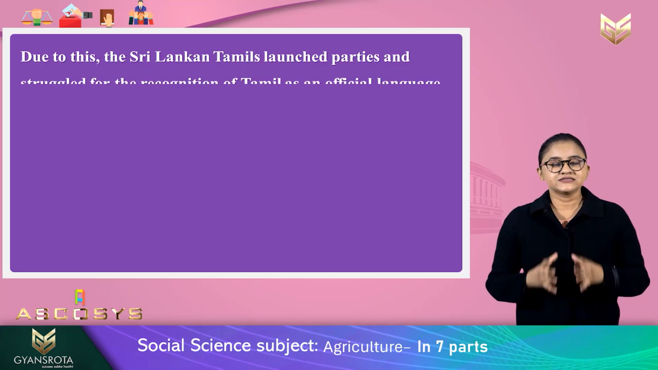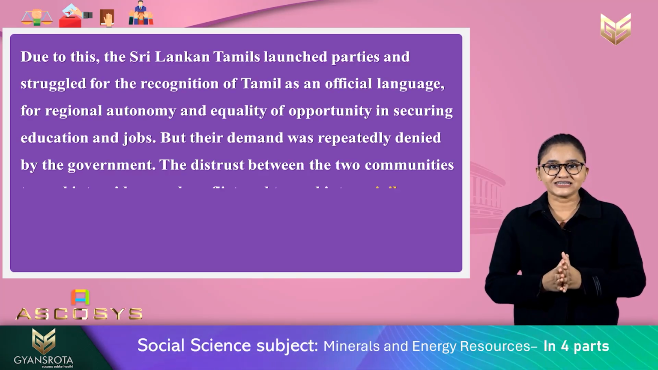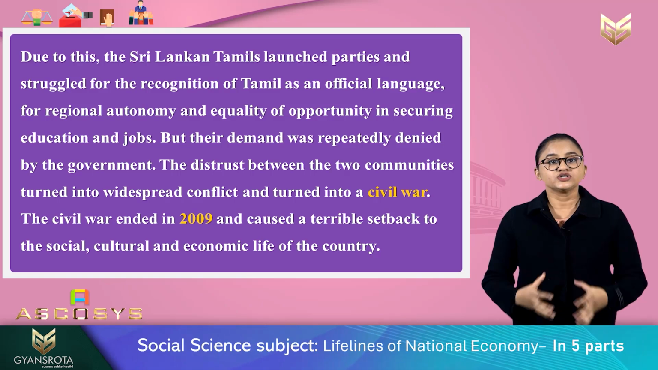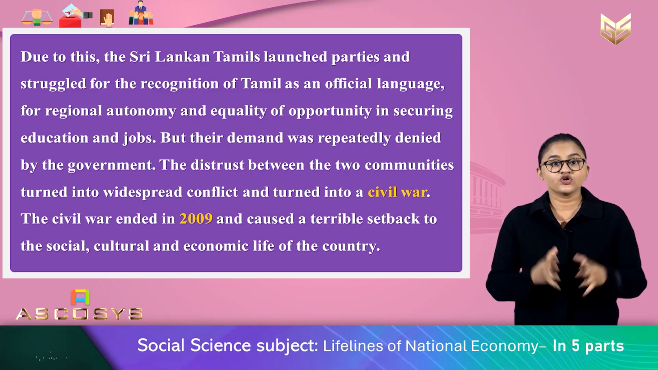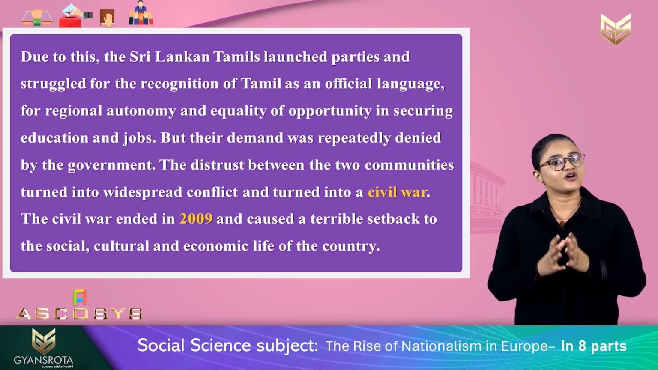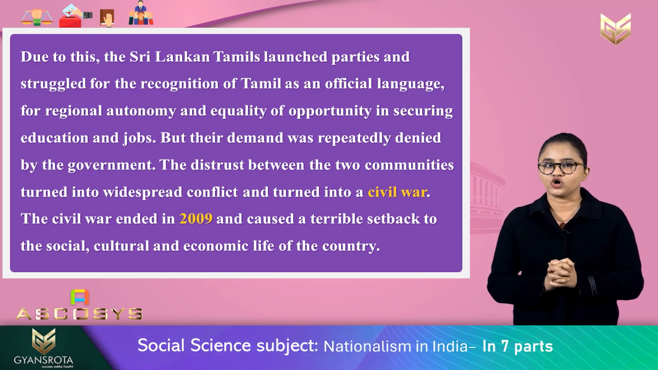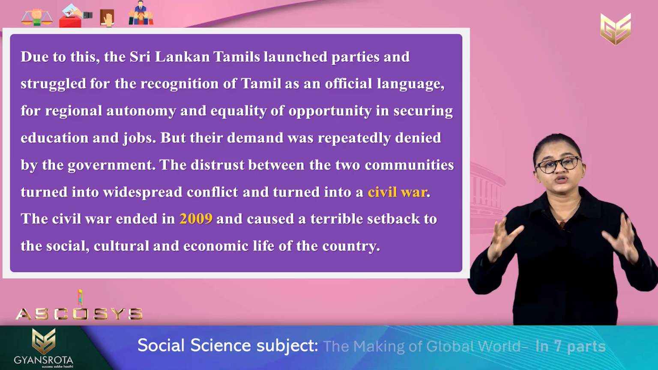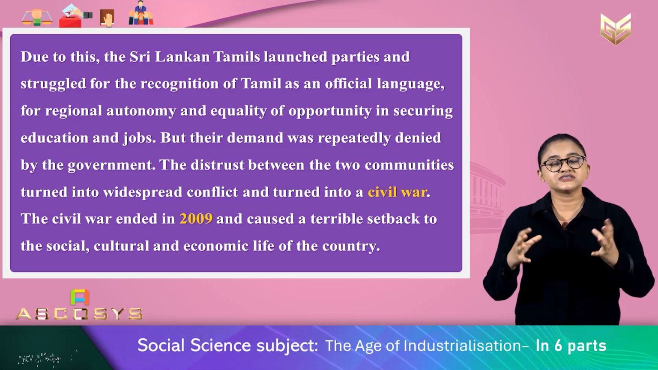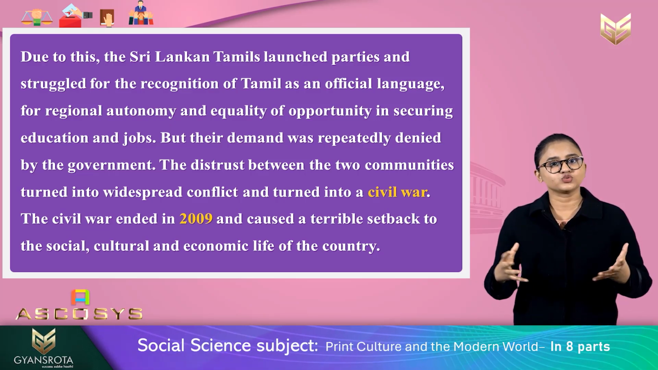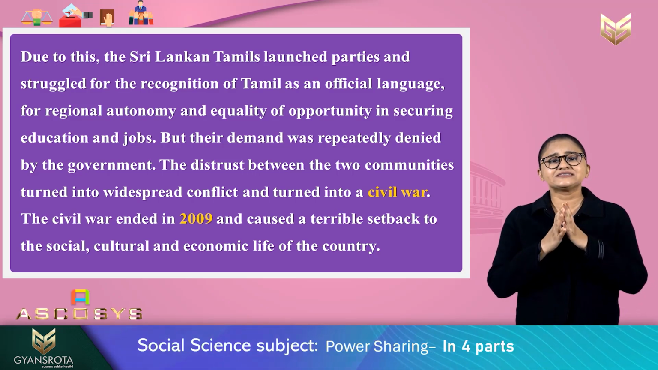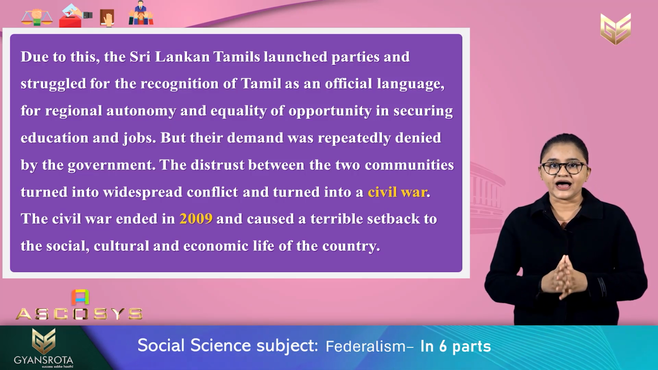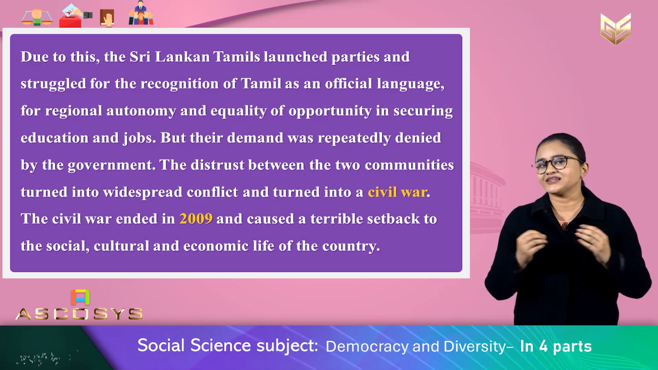Due to all these reasons, the Sri Lankan Tamils launched their own parties and started struggling for their recognition in Sri Lanka. They also demanded recognition of Tamil as an official language, regional autonomy and equality of opportunity in securing education and jobs. But their demand was repeatedly denied by the government. This distrust, which was created between the two communities, turned into widespread conflict and led to a civil war. The civil war, which killed thousands and thousands of people, ended in 2009 and caused a terrible setback to the social, cultural and economic life of the country.